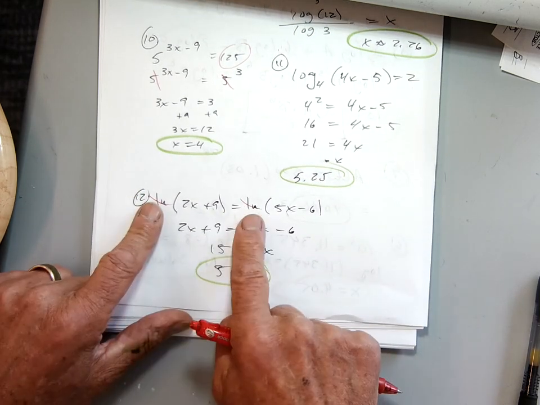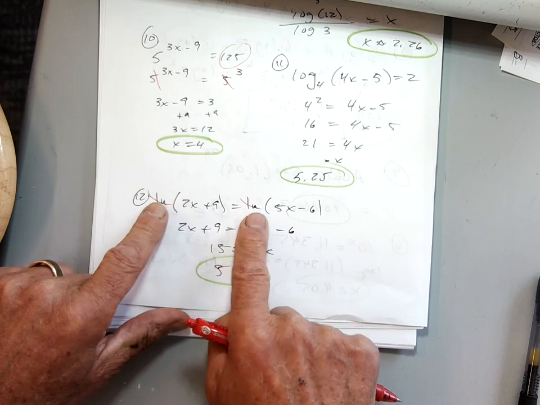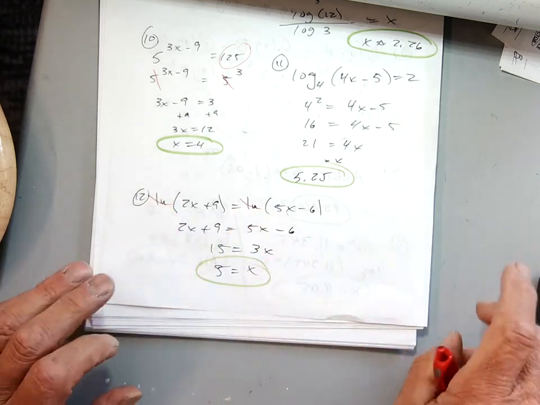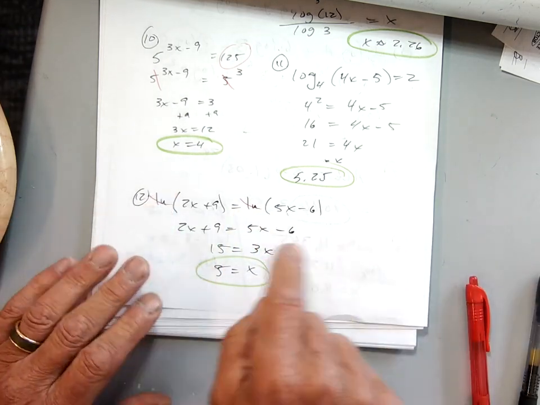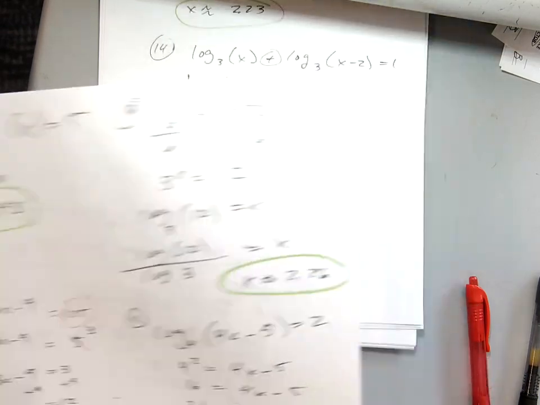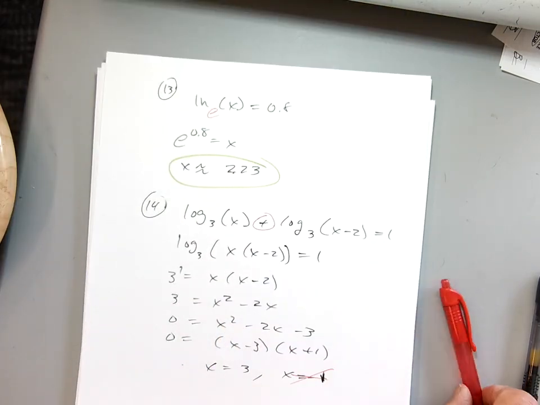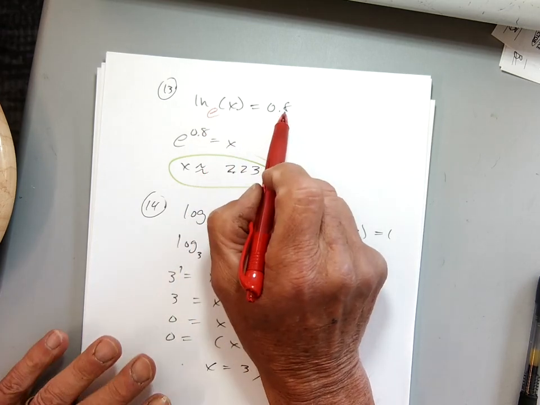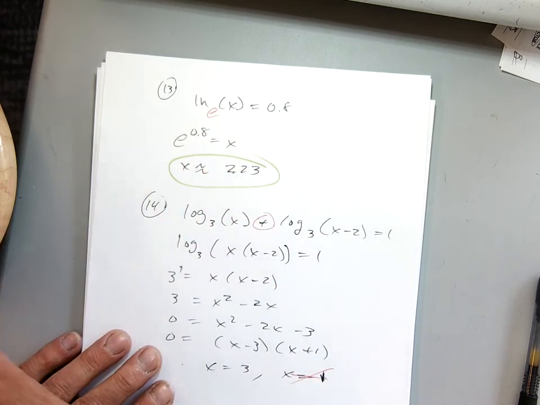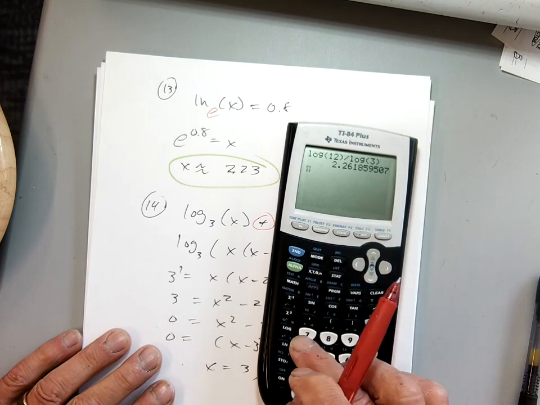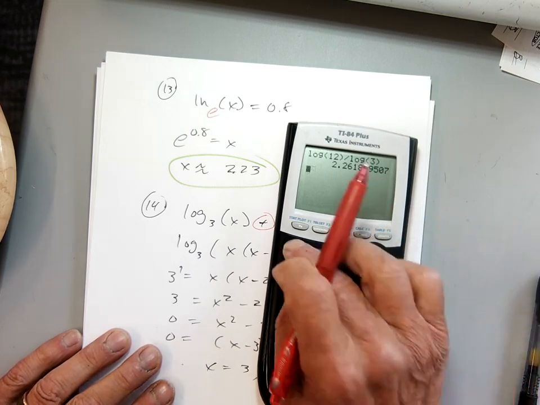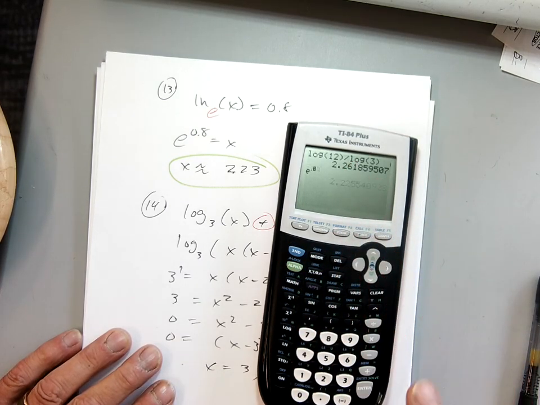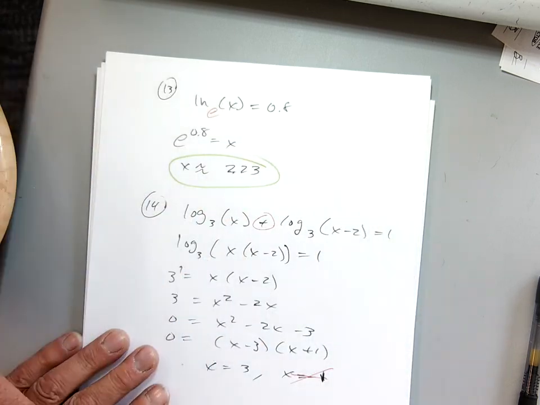12, because they're both LNs, I can cancel that out and just solve, okay? Cancel out the LN, I just solve for x, and I got 5, okay? Almost done. 13, ln, invisible base e, to the 0.08. I use my calculator, clear, e to the 0.8, and I got an answer of about 2.22.